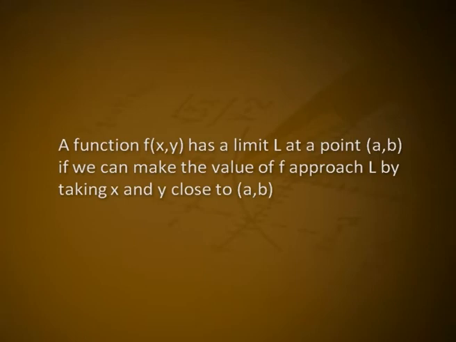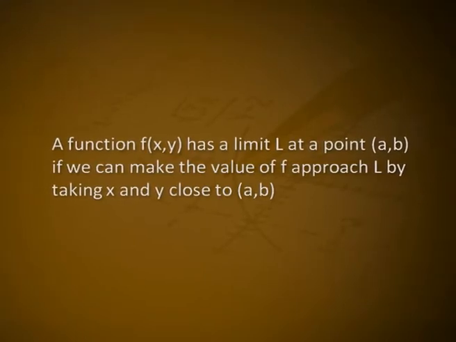As in the case of functions of single variable, the informal definition of limit of functions of two variables can be stated as follows. A function f of x y has a limit L at a point a b if we can make the value of f approach L by taking x and y close to the point a b. Consider the example f of x y equal to x plus 2y plus 3. For the limit of this function to exist at 3 2, values of f of x y must get closer to 10 as points on the x y plane get closer and closer to 3 2. That is, f of x y approaches the value 10 as the neighboring points of 3 2 approach point 3 2.